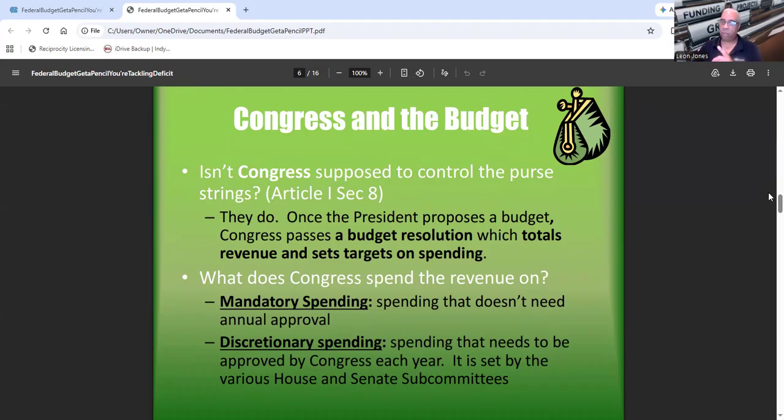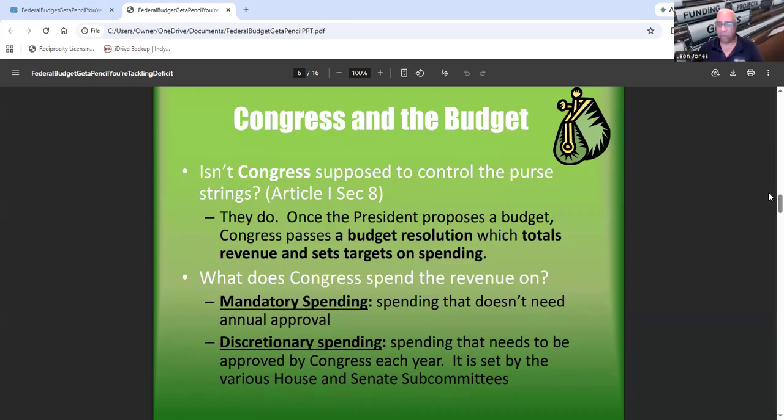So what does Congress spend the revenue on? Two types of spending. You have your mandatory spending. That's the spending that does not need any annual approval. And what is part of that? This is where I said your Medicare, your Social Security. The reason why it's mandatory, because it's under law.